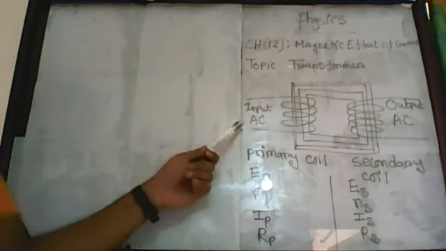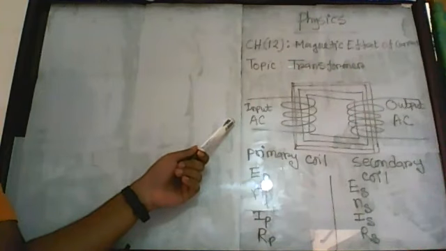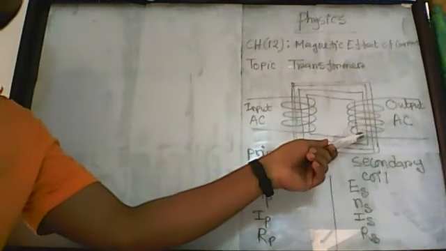You see, boys and girls, that a transformer has two parts, two sides. One side, this side, is called the input side or primary side. And you also see that this other side is called the secondary side or output side.